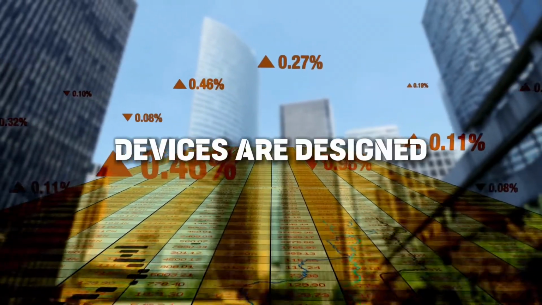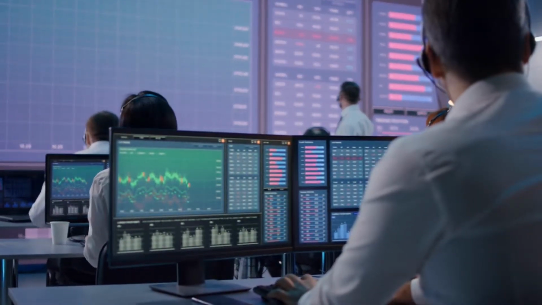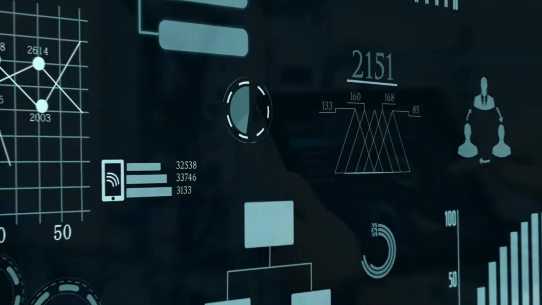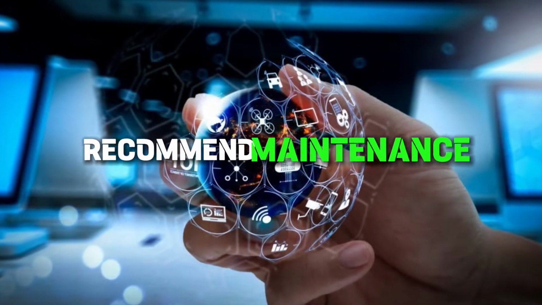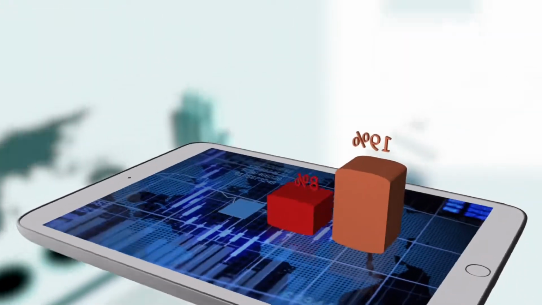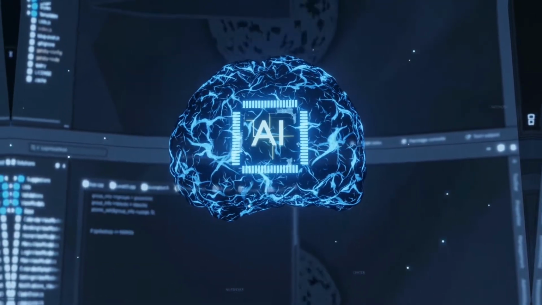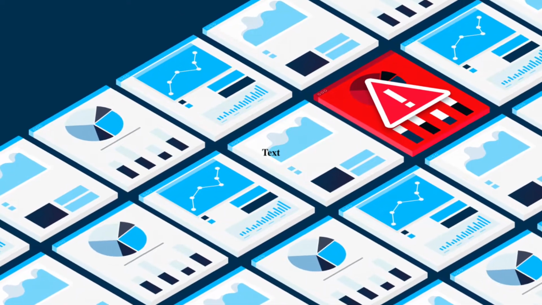IoT devices are designed for continuous monitoring of their surroundings. They provide a stream of real-time data, capturing changes and fluctuations in the environment. In industrial settings, IoT devices collect data on machinery, equipment performance, and environmental conditions. AI algorithms applied to this operational data can optimize industrial processes, predict equipment failures, and recommend maintenance schedules. This proactive approach improves overall efficiency and reduces downtime. Continuous and real-time data streams enable AI algorithms to stay updated on dynamic conditions, supporting applications such as predictive maintenance, anomaly detection, and real-time decision-making.